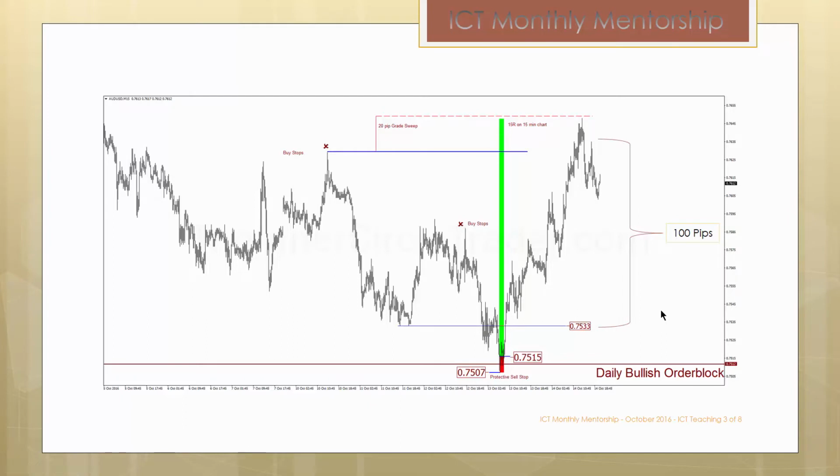Let me ask you a question. Do you think you'll get every pip of every potential range you identify as potential profit? If you're insisting on it, you're going to be frustrated. But you don't need that. What happens if you just had half of the range? Would you be disappointed?